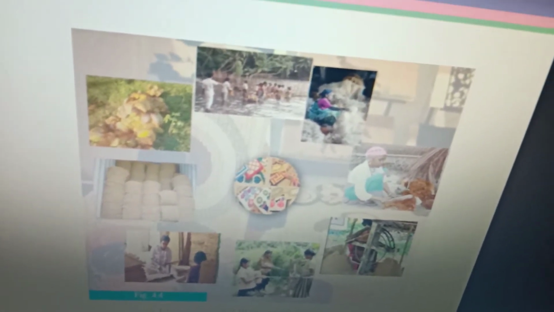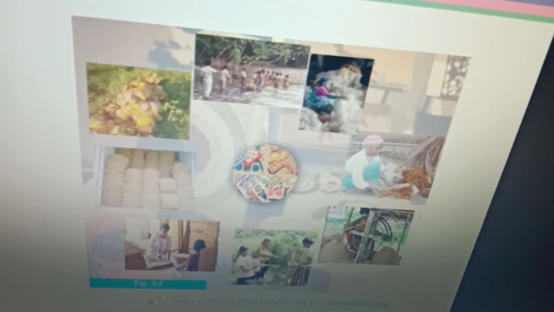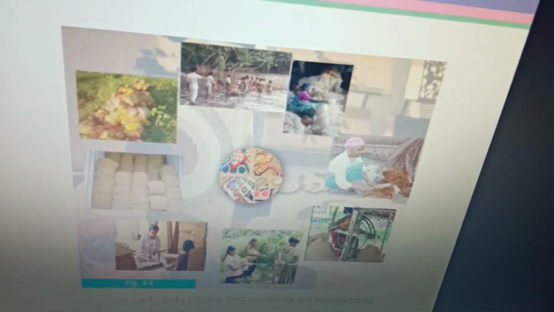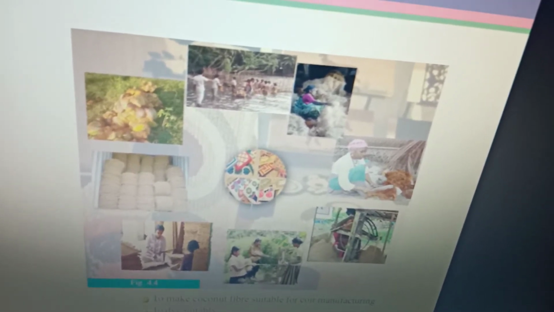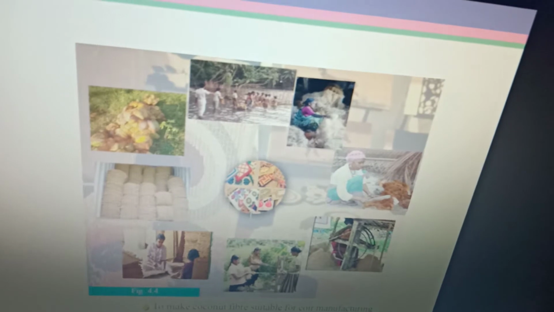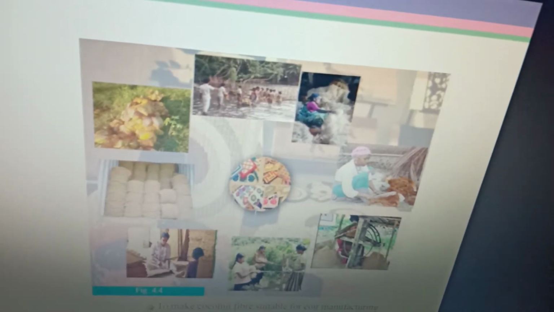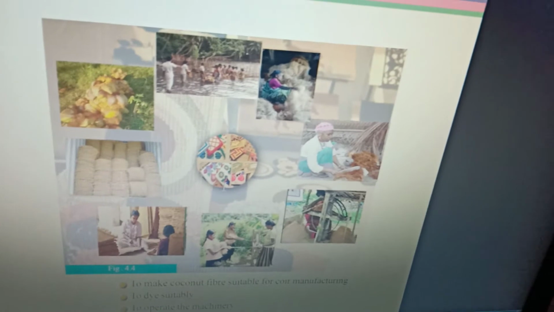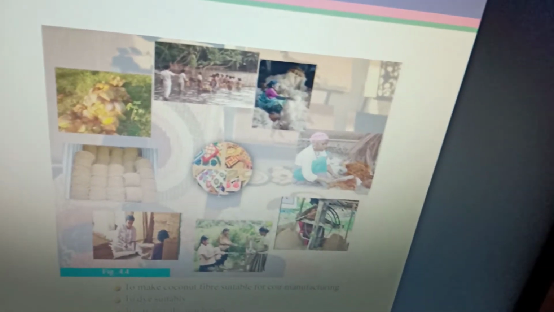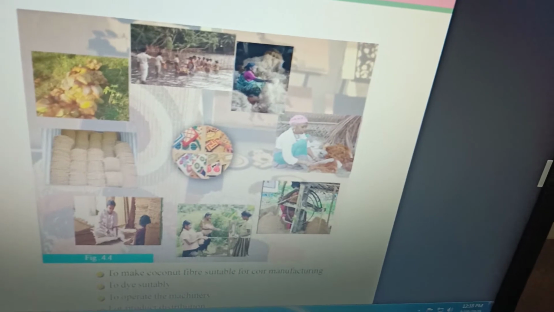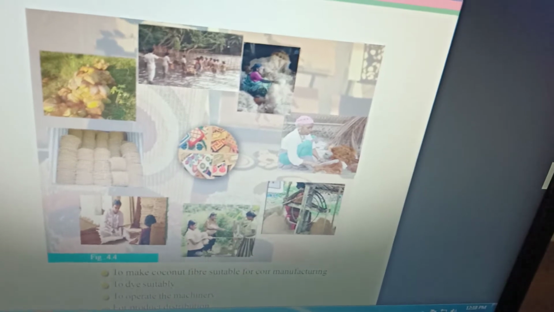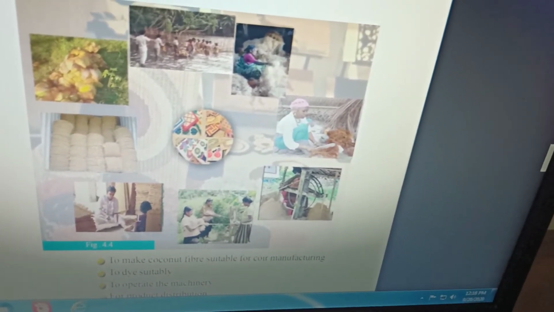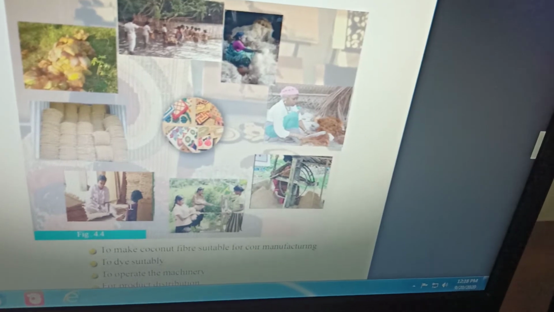Then making coconut fiber suitable for coir manufacture. Then the next step is dyeing the coconut fiber. Dyeing means giving color to the coconut fiber. It is not necessary, but if we want to give color to a coconut fiber, coir fiber, we can give color. Next, producing the rope with the help of machines. Then producing various coir products. Then last, distributing the products.